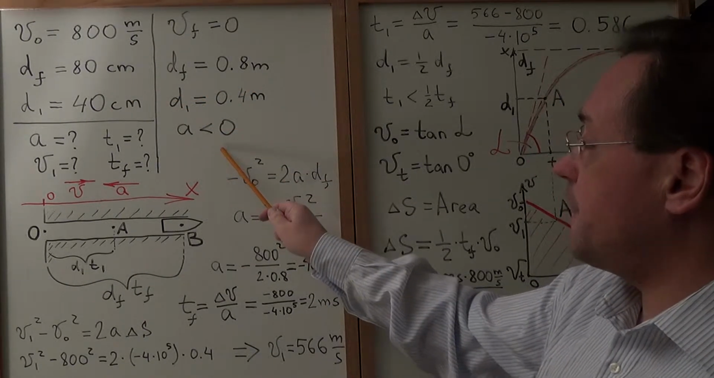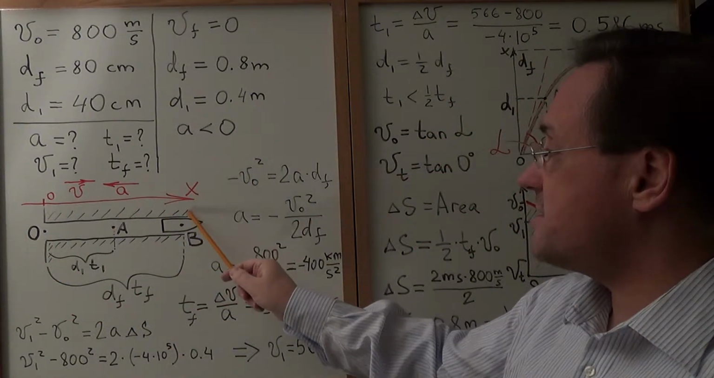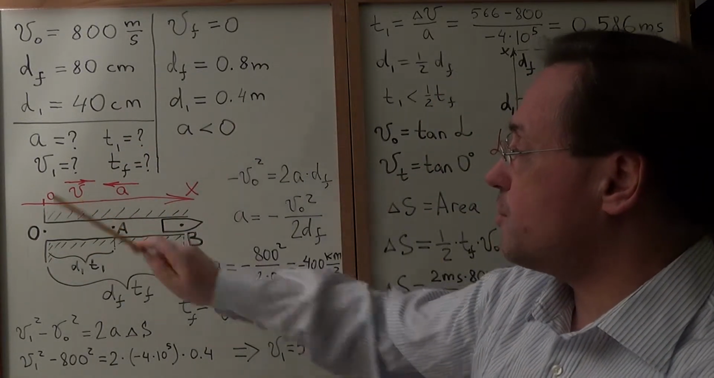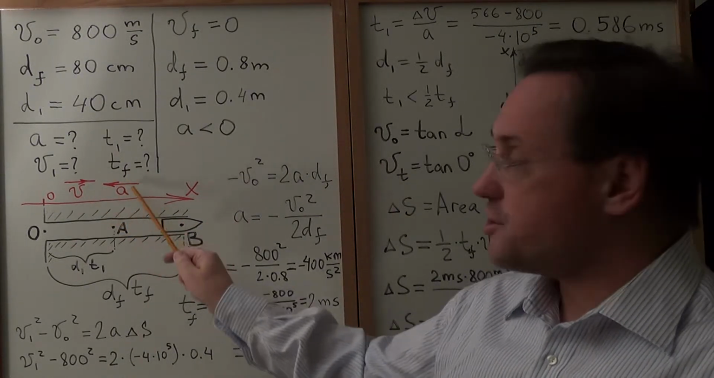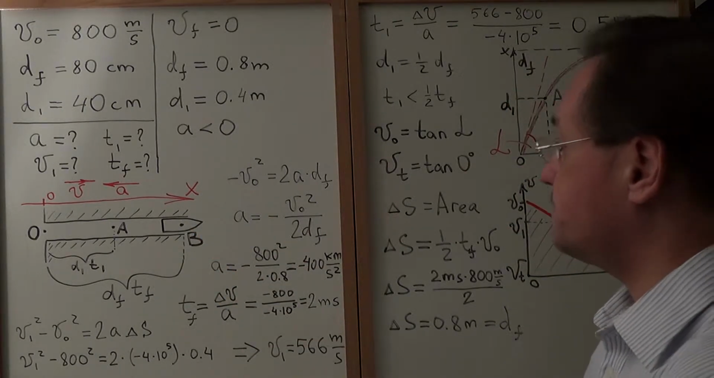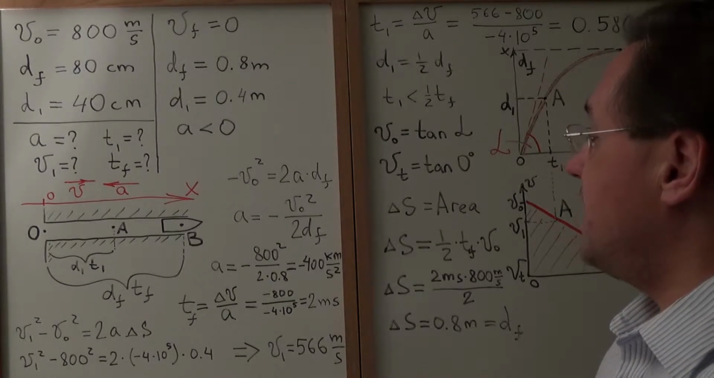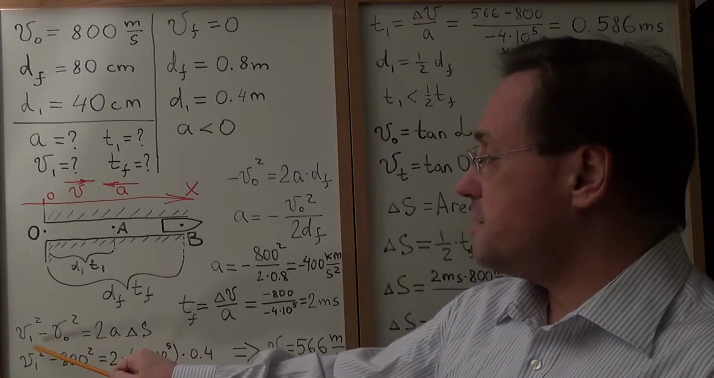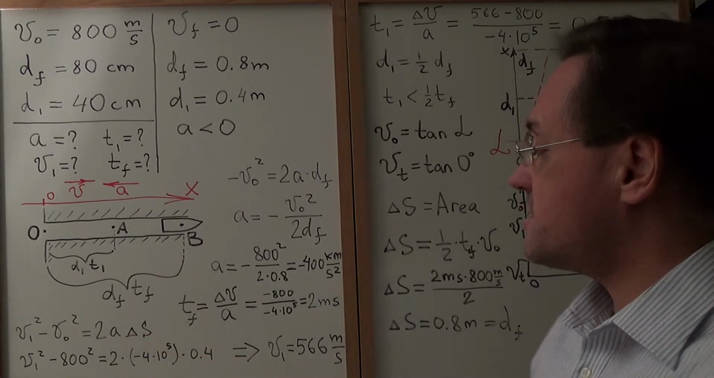Since we have negative acceleration, we choose the x-axis to the direction of the bullet, so velocity is positive, acceleration negative. Opposite directions, that means bullet is slowing down. Now let's use the standard formula to find acceleration. The standard formula is final velocity squared minus initial velocity squared equals 2a delta s.